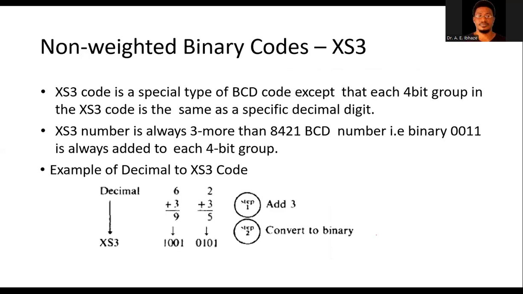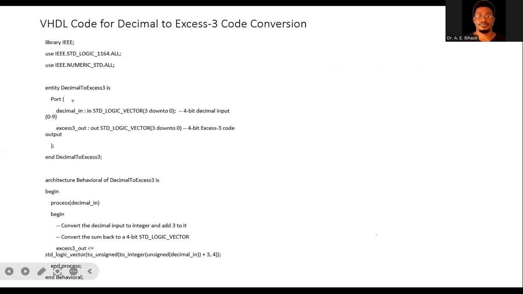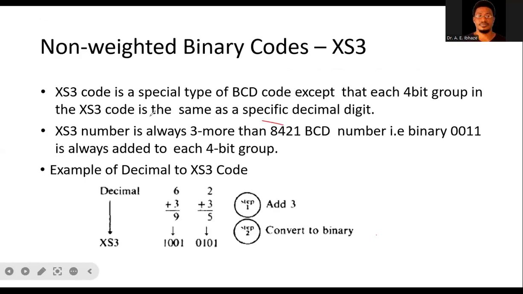Then for the non-weighted binary codes, we have the SS3. What this does is to add an additional 3 to what we have. So if we are in the decimal, the SS3 code will be the actual decimal value plus 3, so that will give us 9. And once we convert 9 to binary, we have the SS3. Plus recall your 8421. So for your binary, we're not talking BCD now. So we have 9. So 6 in decimal.